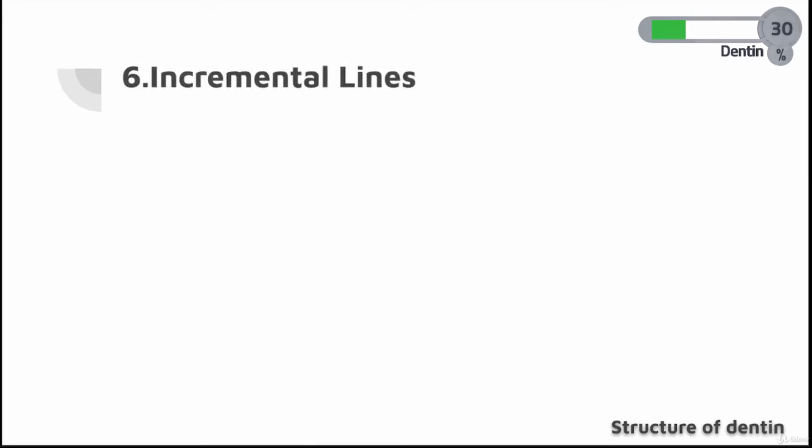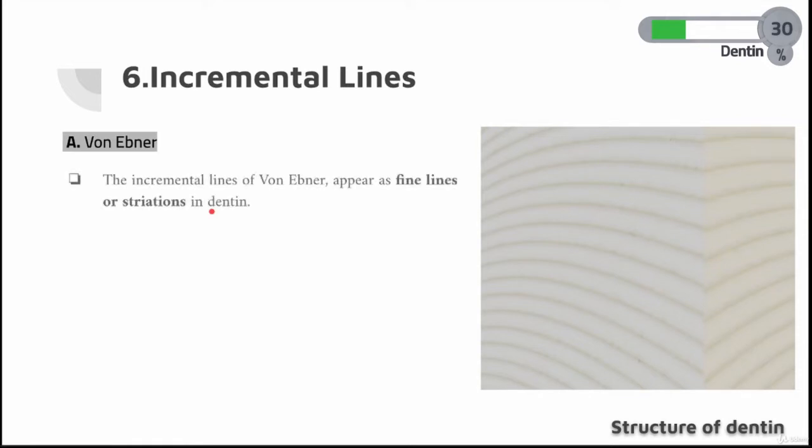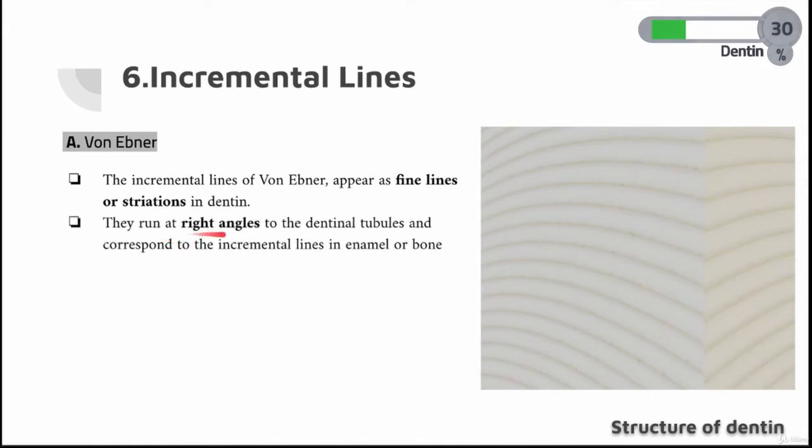Incremental lines. We will speak about 3 different incremental lines of dentin. First one, von Ebner. It is the incremental lines which appear as fine lines or striation in dentin. It runs at right angle to dentinal tubule, so dentinal tubule in this direction, and the incremental line at right angle to it, and correspond to the incremental line in enamel or bone.